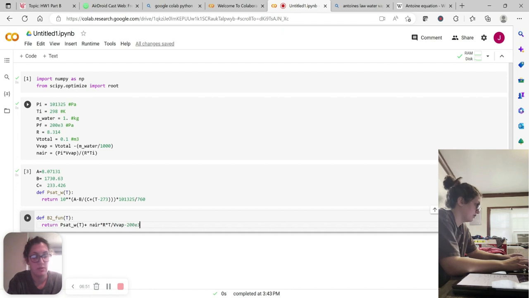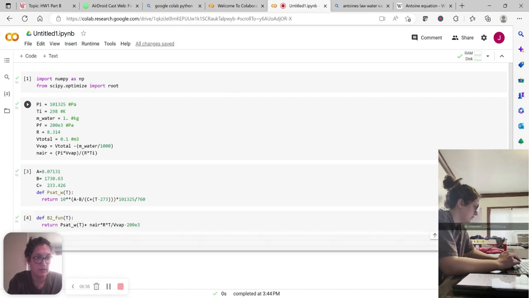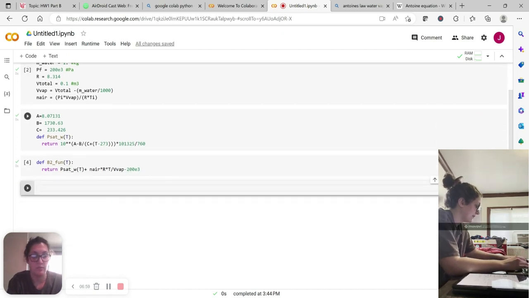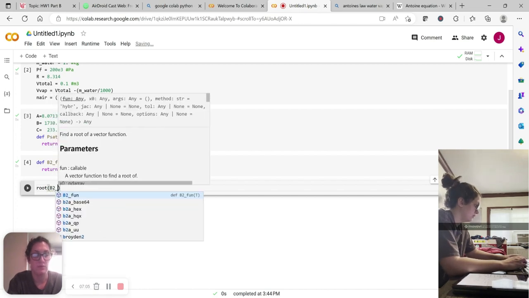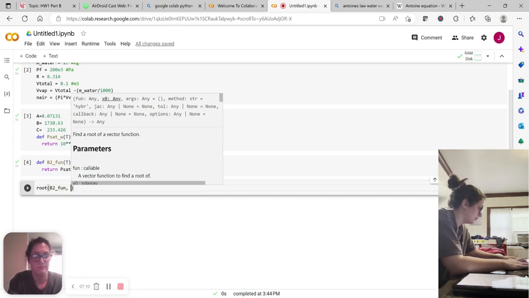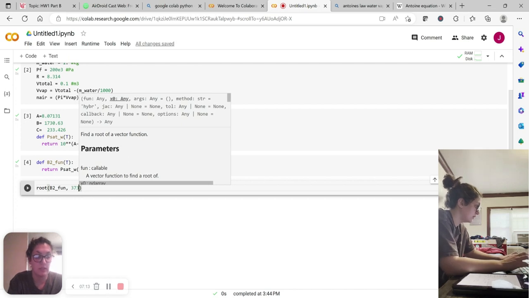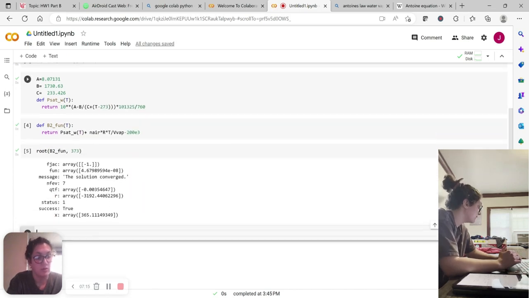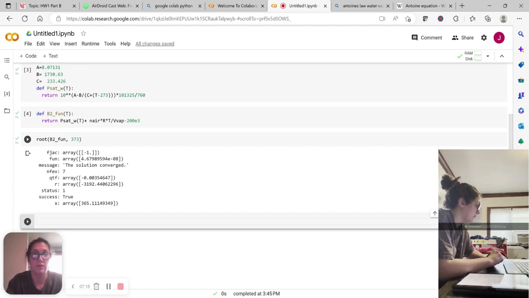It's 200 e to the third, and we're going to do this so that we set the equation equal to 0, because our next step is taking the root. So we're going to go root of b2_fun. We're going to give it an initial guess of 373 degrees. And we were a little bit off, but our final temperature that we would need in order to raise this sample to 200 times 10 to the third pascals is 365 degrees Kelvin, and you are all set.